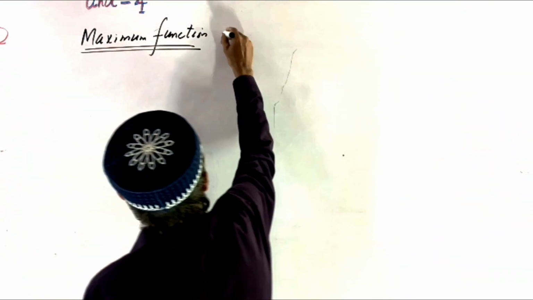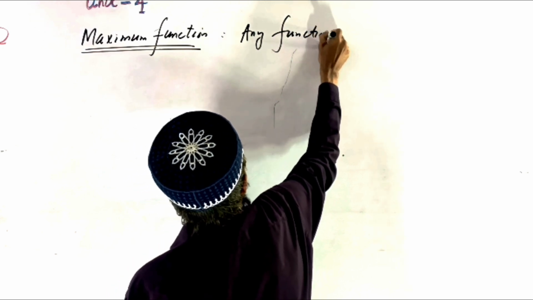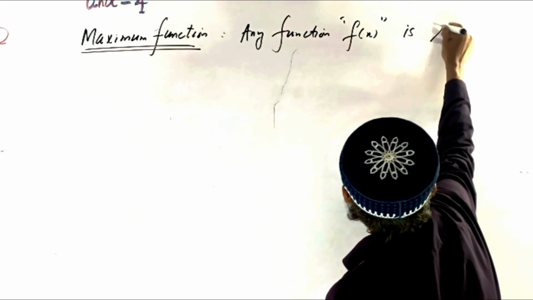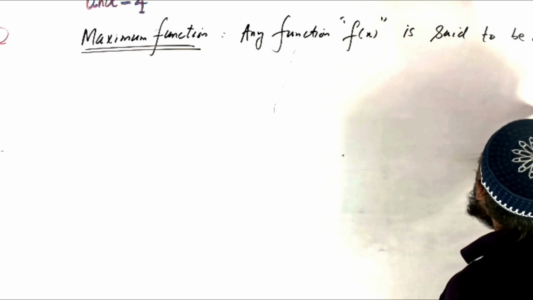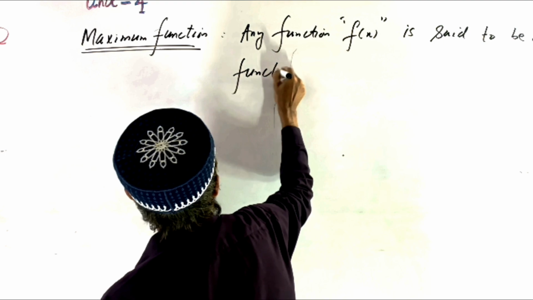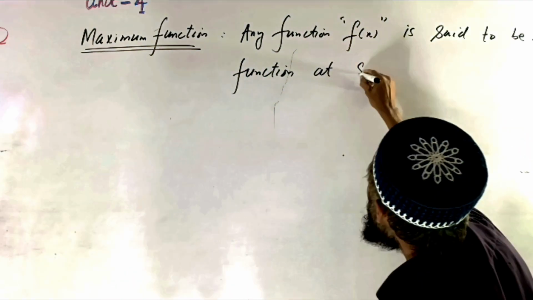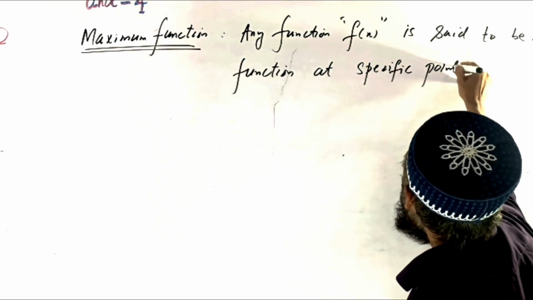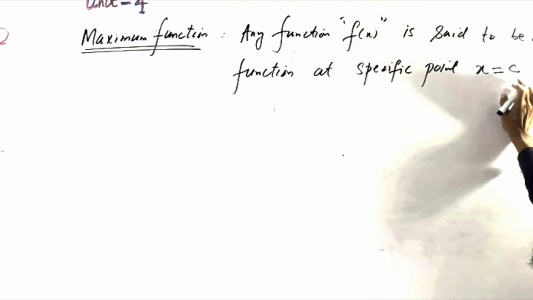So any function f of x is said to be a maximum function at a specific point x is equal to c. x = c is called the specific point.